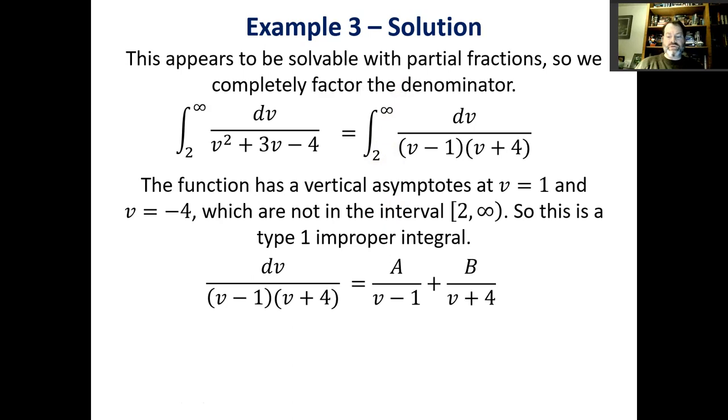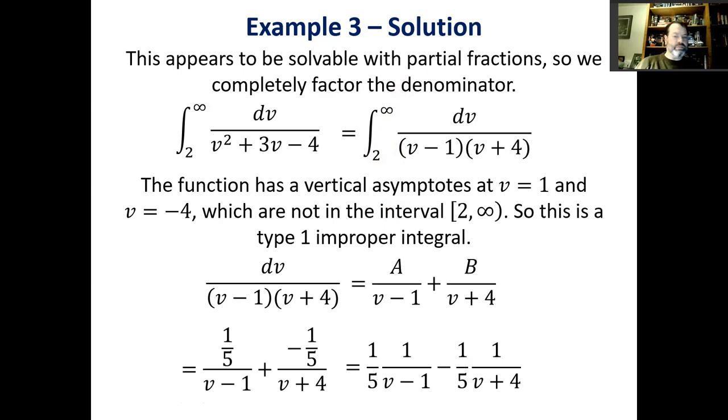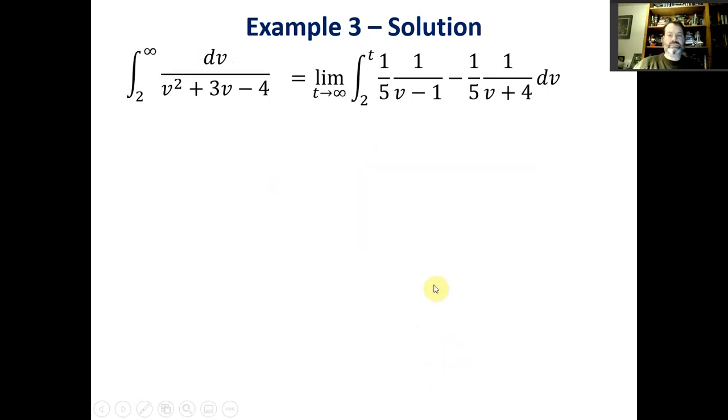So you set up the partial fractions problem. You know how to solve partial fractions. Go ahead and solve it. And then you rewrite this integral as this. So I went ahead and replaced the integrand with its corresponding partial fractions version. And I went ahead and replaced the infinity with a t and pulled the limit out front.